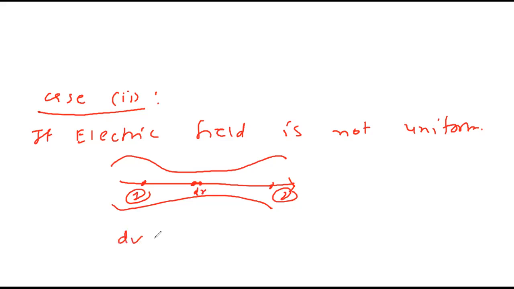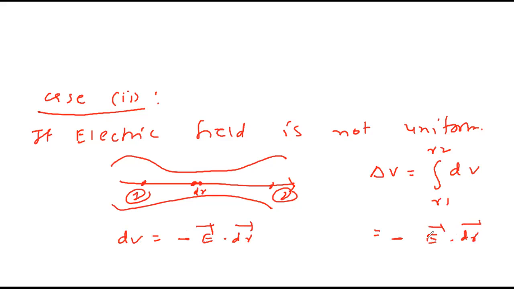So here dV, which is minus of E bar dot dr bar, can be written as total change will be integration of dV from one point to another point. That is same as minus of E bar dot dr bar from R1 to R2. If field is not uniform, then we'll take integration.